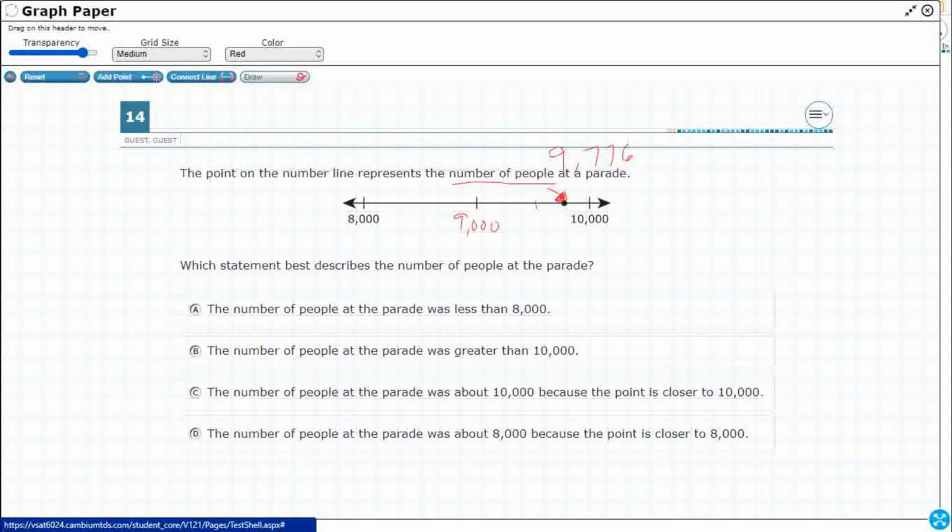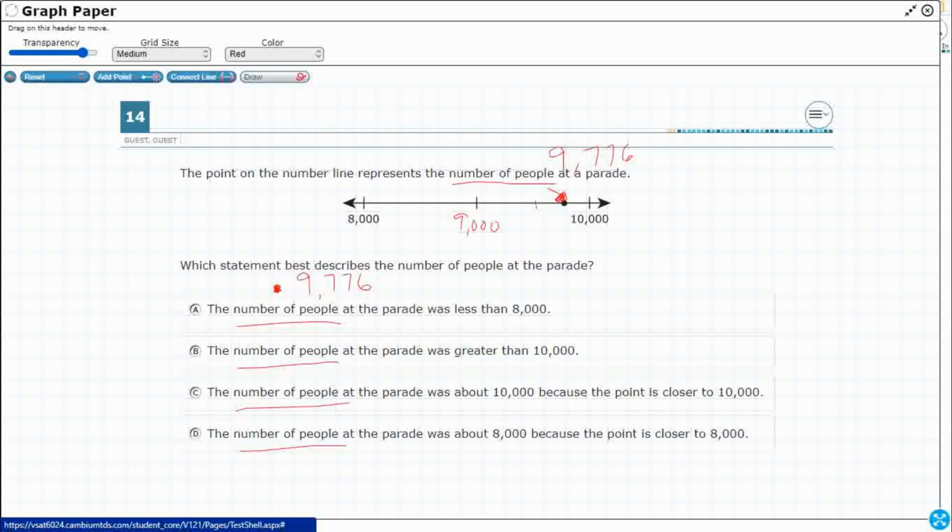So how does rounding work? Well, rounding is going to the next largest number. Let's look at these four statements. This will help us figure out how rounding works. Every time it says the number of people at the parade, this just means the dot. And what did we say our dot was? Our estimate was maybe 9,776. So we can read it that way.